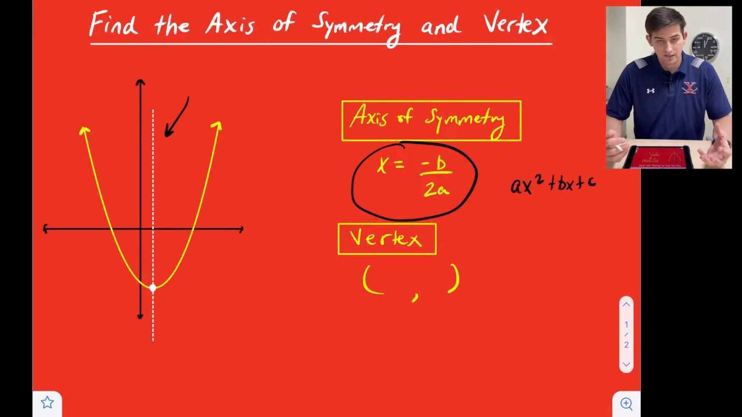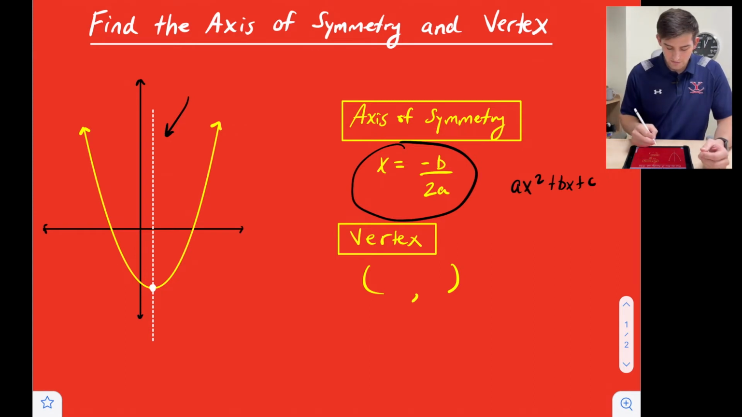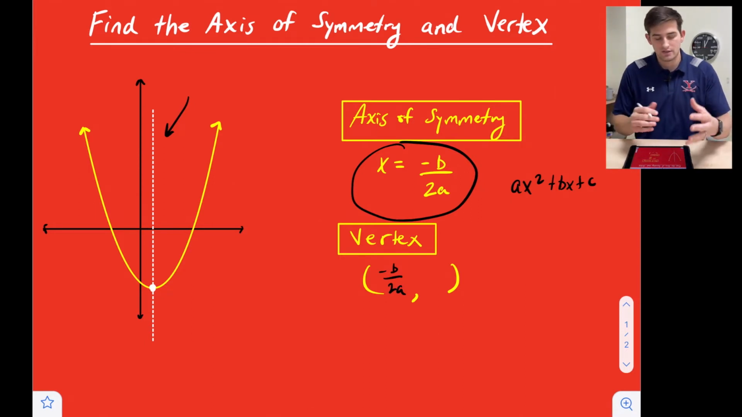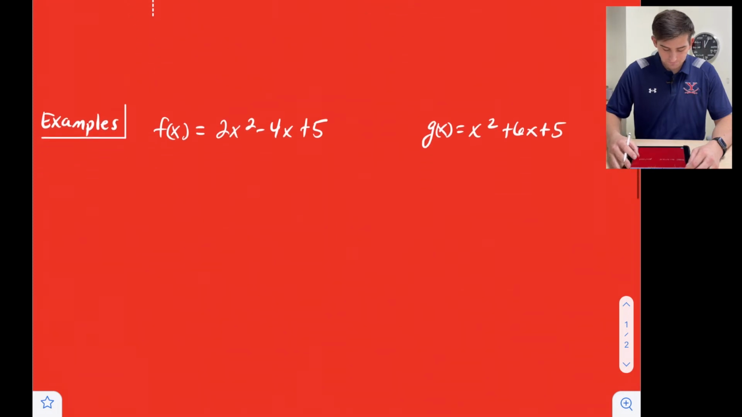And then the vertex. If we notice, the axis of symmetry is a vertical line that cuts through our vertex. So the x coordinate of the vertex will be the opposite of b over 2a. And once we find that x value, we can then just plug that into our equation and solve for y. Okay, and once we solve, that's what we'll put for our y coordinate. Okay, so let's do a couple examples.